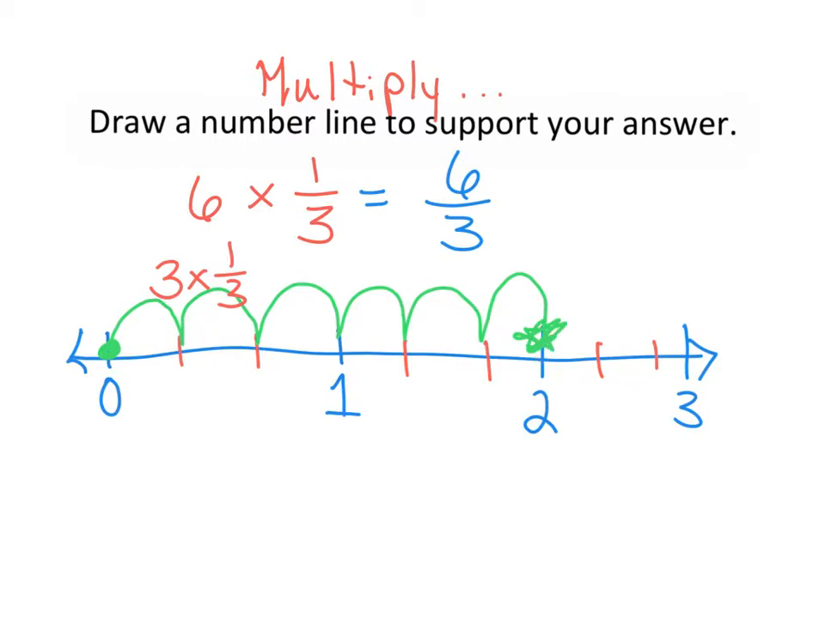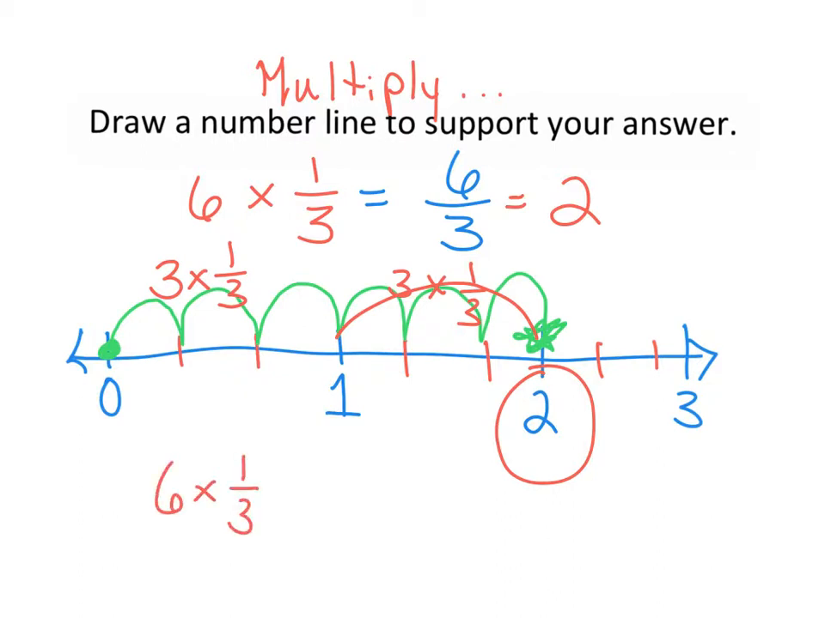So here we showed another 3 times 1/3. And we're left off with 2 wholes. So 6 times 1/3 is equal to 2. Okay, so that's basically what we did, because we showed that 6 times 1/3 is equal to how many times we had to move up.